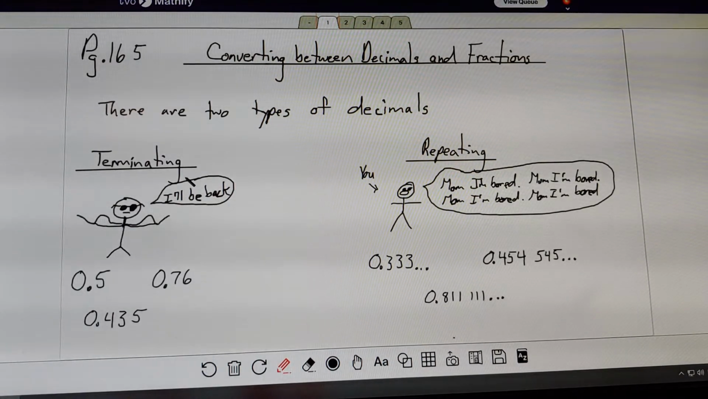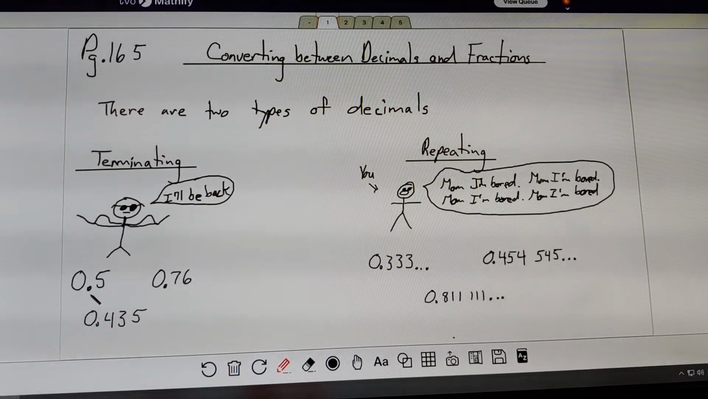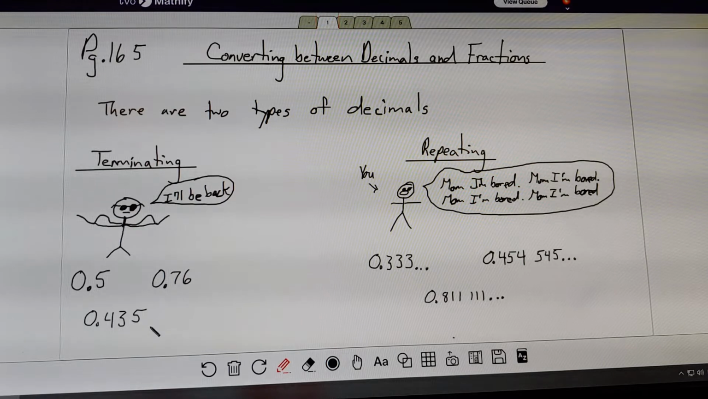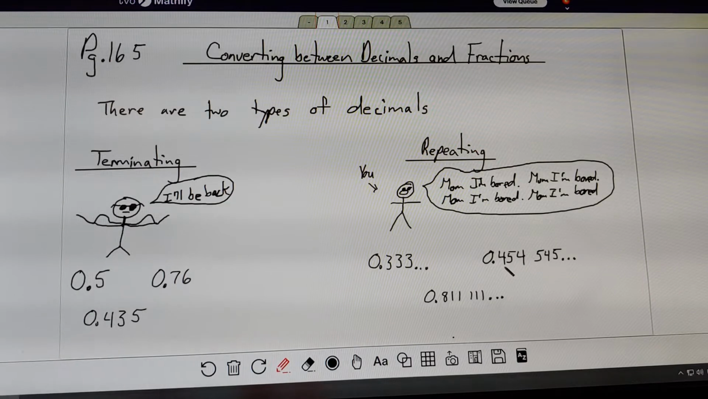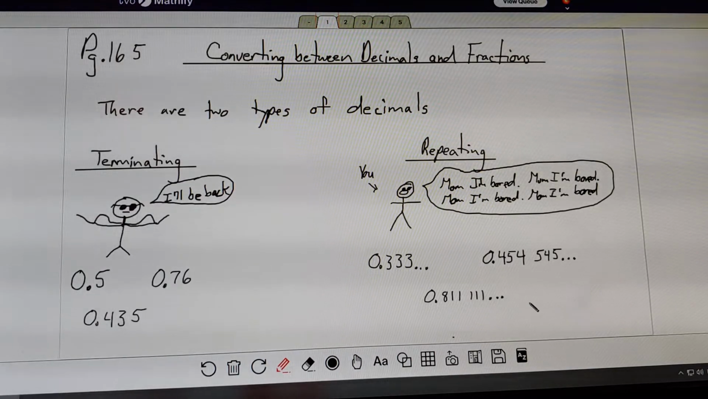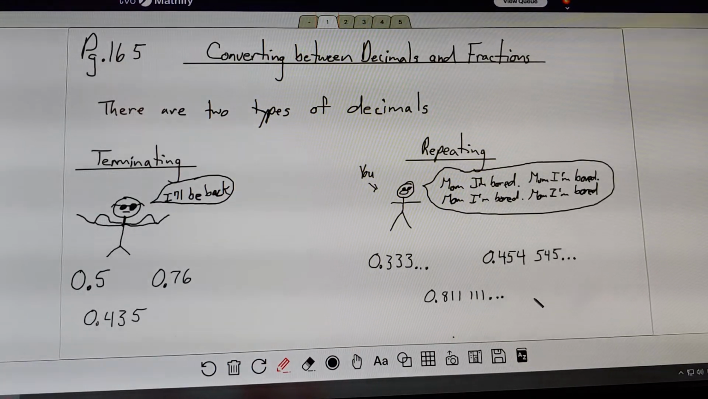There are two types of decimals. There's terminating decimals where they just stop. So for example, 0.5, 0.76, or 0.435. Okay, but it stops there. Then there's repeating decimals. So 0.333333333, and it just goes on and on forever. 0.454545, on and on forever, or 0.8111111 forever and ever. Amen. They never stop.